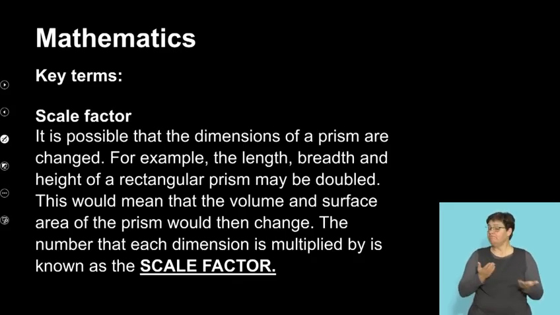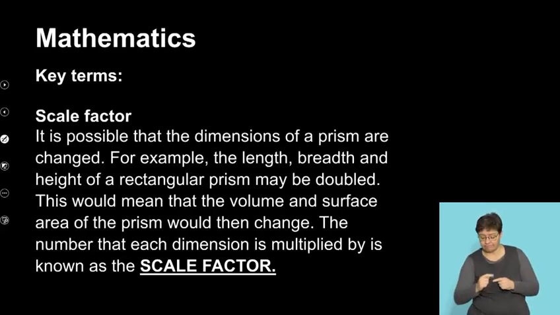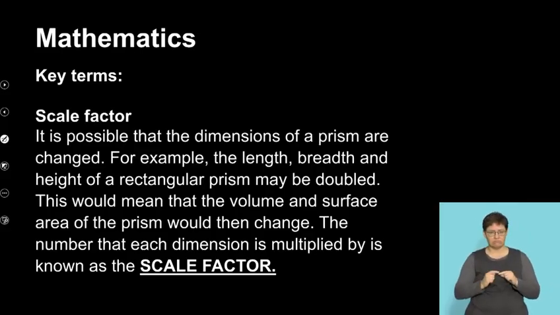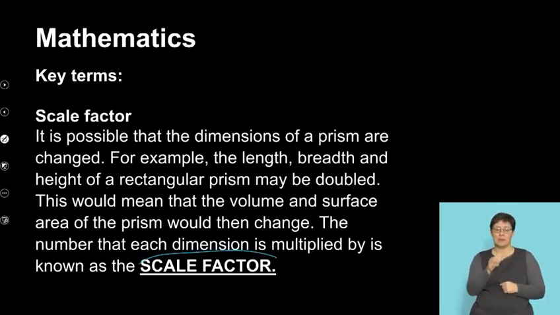It is possible that the dimensions of a prism are changed. For example, the length, breadth, and height of a rectangular prism may be doubled. This would mean that the volume and the surface area of the prism would then change. The number that each dimension is multiplied by is known as the scale factor.